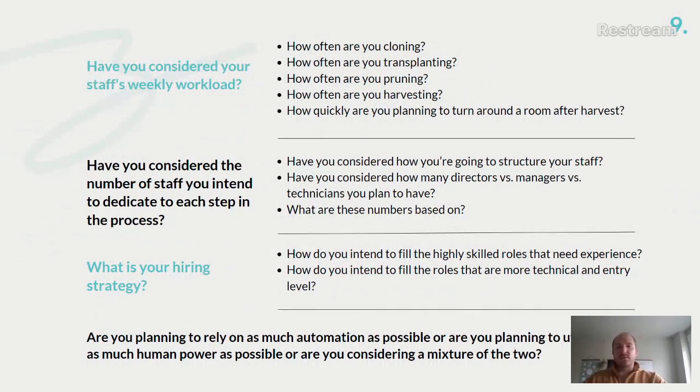Like I had mentioned before, the greater level of standardization that you have, the more predictable all of these processes are, so that you can know that we're cloning every 2 weeks. We're transplanting every week, let's just say. Pruning and harvesting are a little different and will depend on your operational design as it relates to the size of the plants and what type of product you're trying to create.